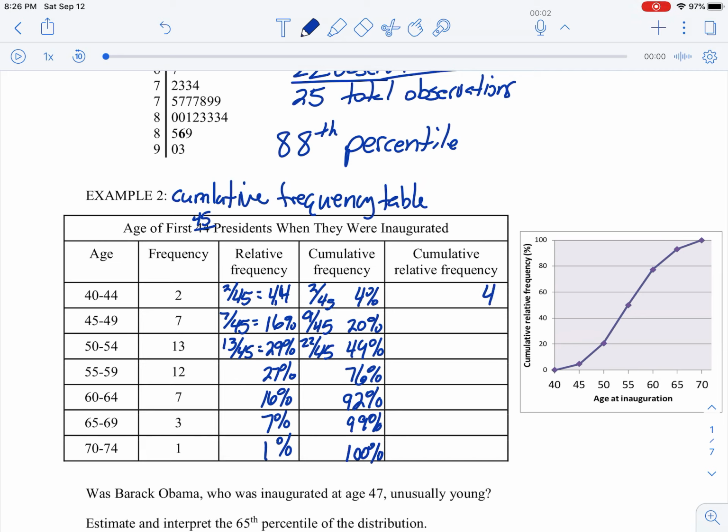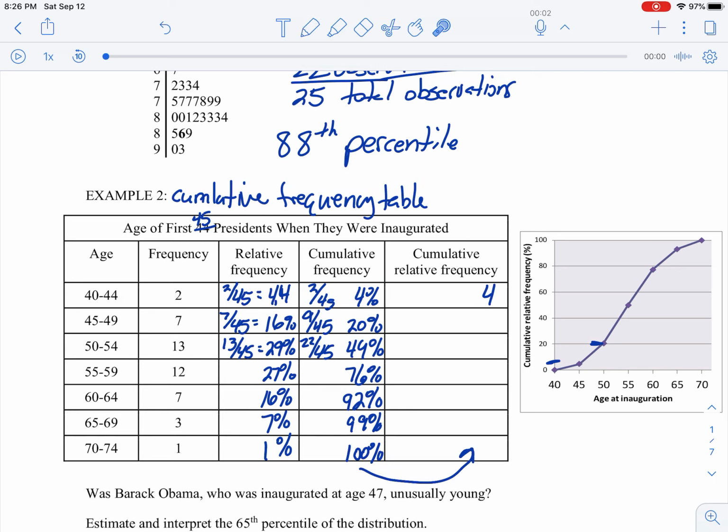And then my cumulative relative frequency is actually going to be the same. All right, so this category is going to jump over here. So let's look at what we have. We started with between 40 and 45, roughly 4%. Between 40 and 50, we jumped that up to 20%. So we can see that this plot is plotting my cumulative relative frequency.